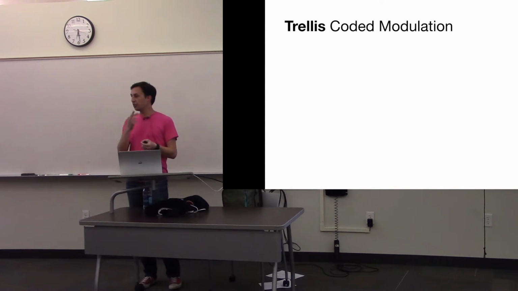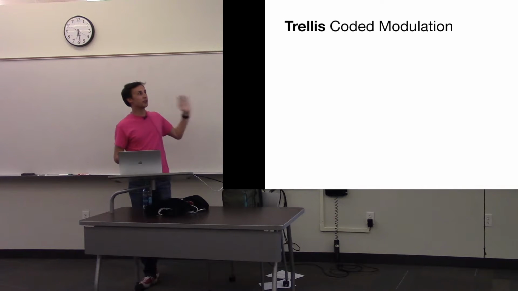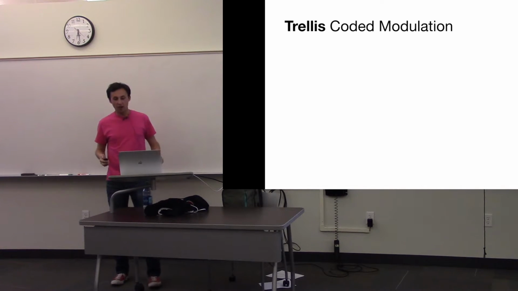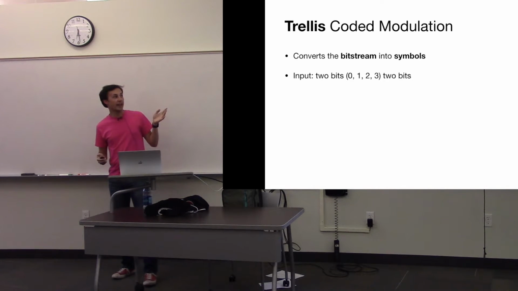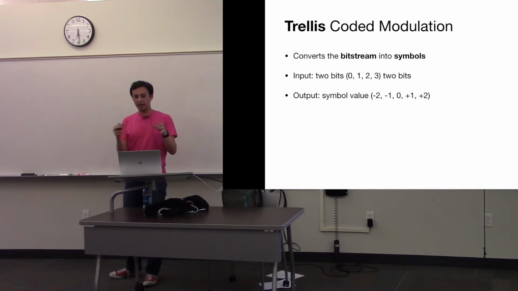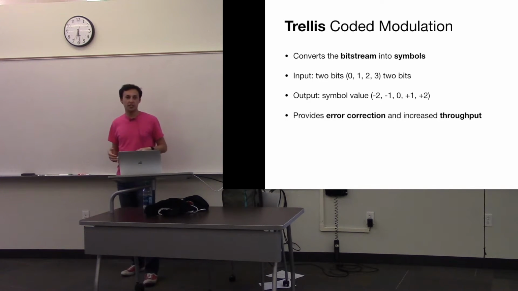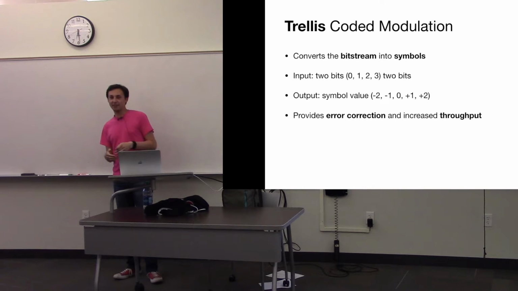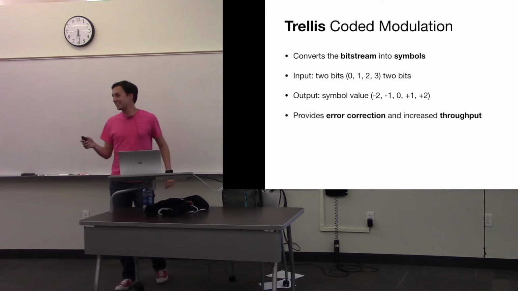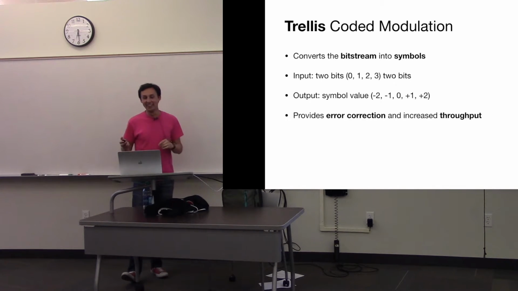So how do we get from 2 bits to the 5 symbols? We use something called Trellis-coded modulation. And this is what converts the bit stream into symbols. What it does is it takes 2 bits as input and outputs a 5-level signal. And what this does is it provides error correction and increased throughput along the wire. How it works, I don't know. It was too complicated for me to learn today. So this is what I got.